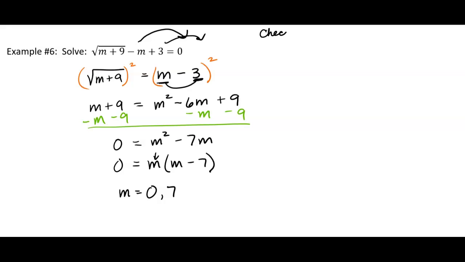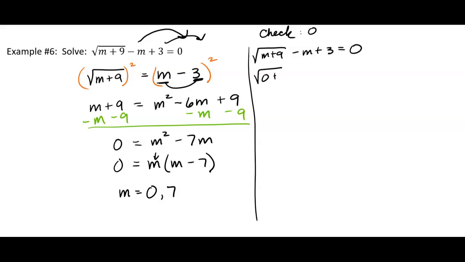So here comes the check. See if I can fit it all on here. The square root of m plus 9 minus m plus 3 has to equal 0. So first I'm going to check the 0. Let's see if that works. The square root of 0 plus 9 minus 0 plus 3, does that equal 0?